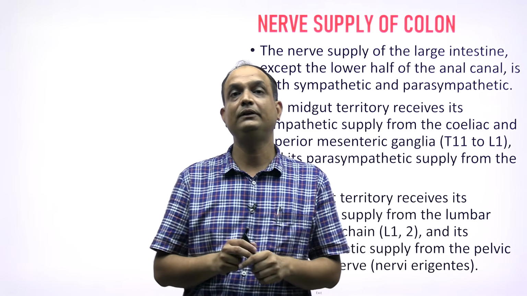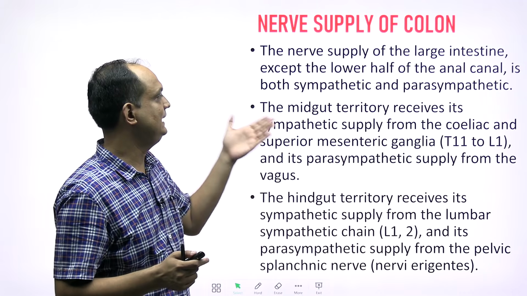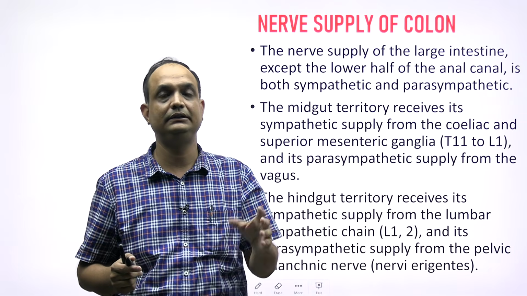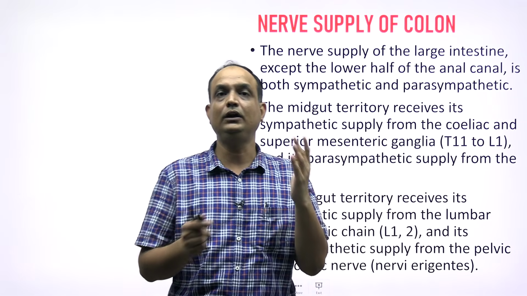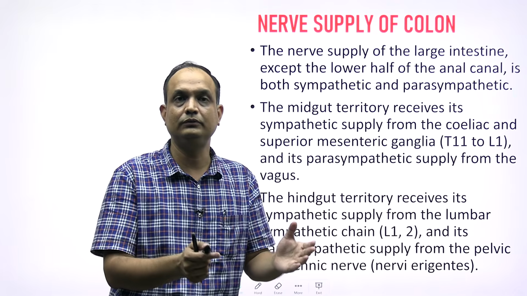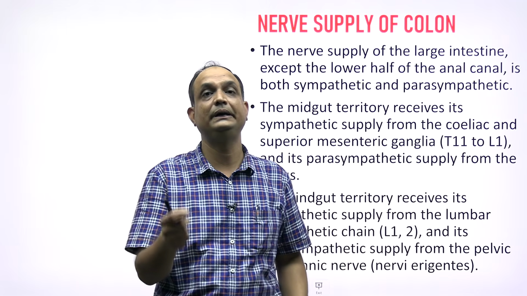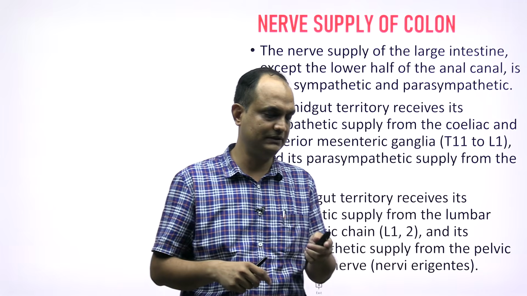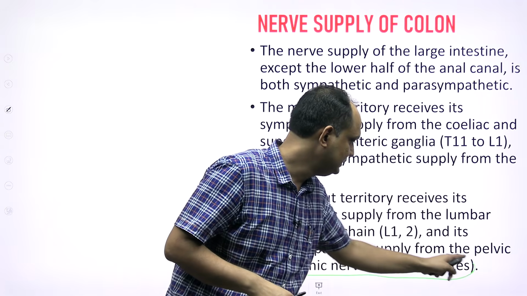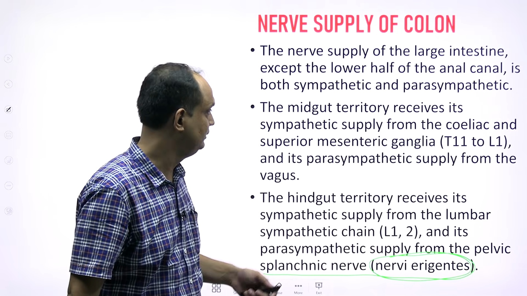that is, the spinal cord. When you see the midgut, the midgut derivatives are supplied by the segments T11 to L1, but the sympathetic supply for the hindgut is L1, L2. The main difference is the parasympathetic. The parasympathetic for your midgut is the vagus nerve, and for your hindgut it is again the spinal cord, S2, S3, S4 segments, which form the pelvic splanchnic nerve, or nervi erigentes. For this detail you can watch my video on the nerve supply.